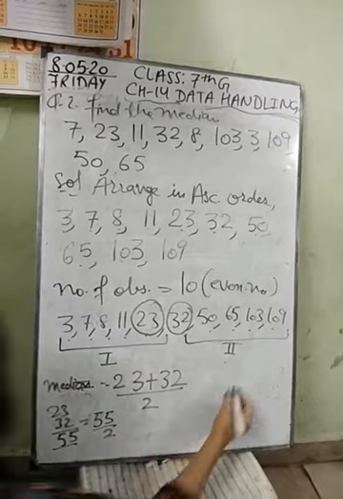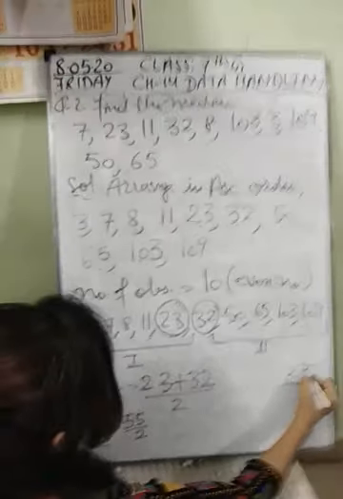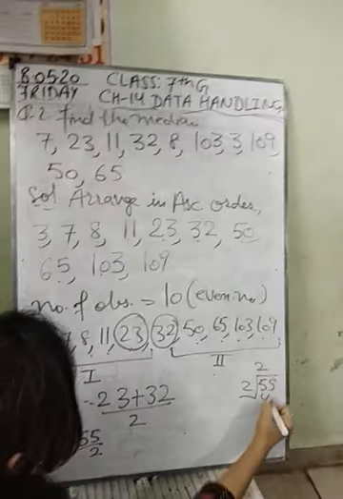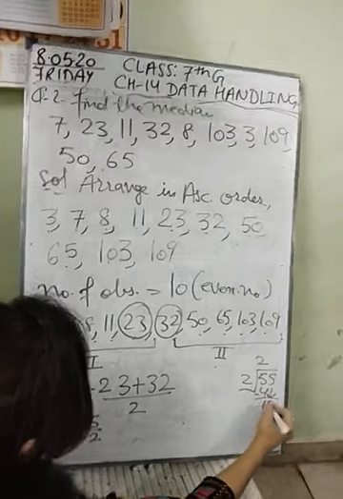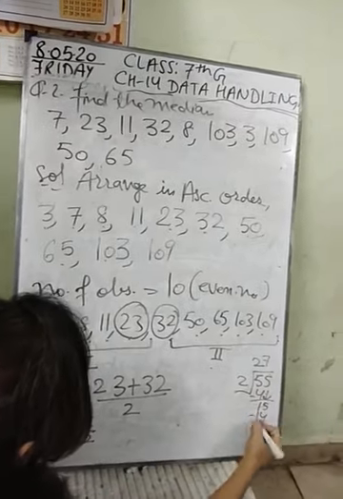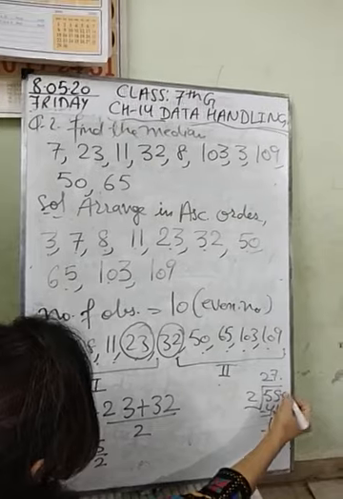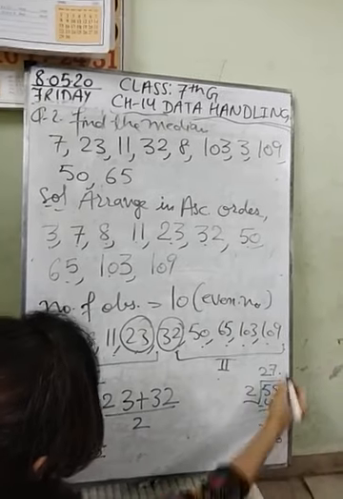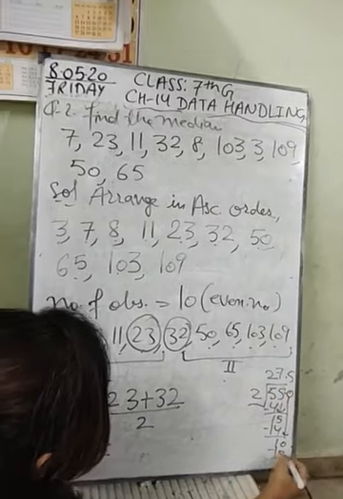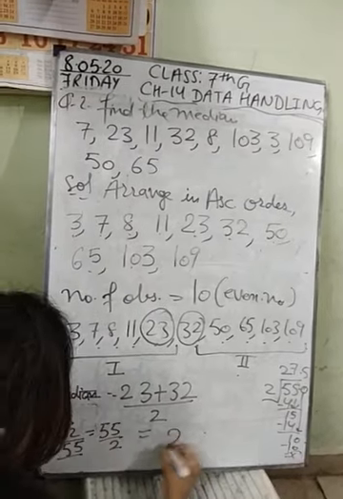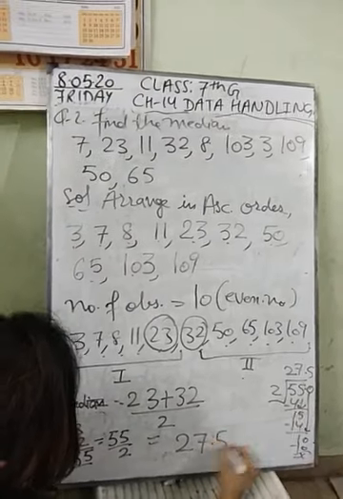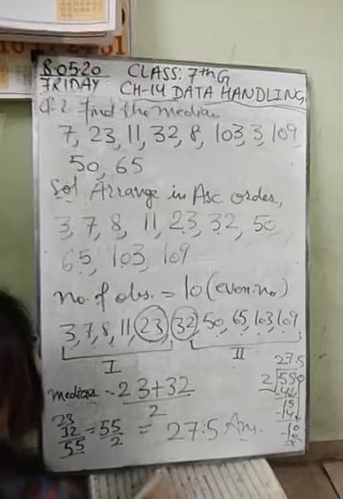You should divide them. 2 and 55. 2 2s are 4. 2 7s are 14. Put decimal. Draw down 0. 2 5s are 10. So this will be 27.5. This is your answer.